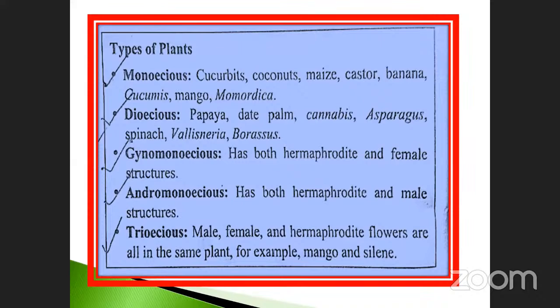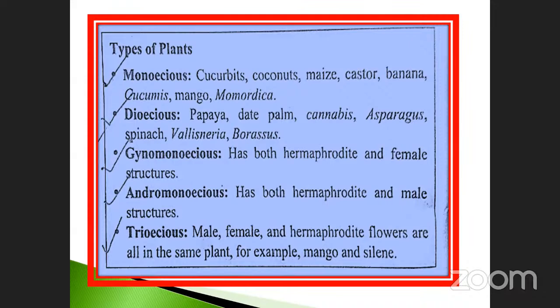Okay, monoecious examples: cucurbita, coconut, maize, castor, banana, cucumis, mango, and momordica. These are the examples. Mostly cucurbita they may ask, and sometimes it may be cucumis. Okay, the mango. These are all considered as monoecious.